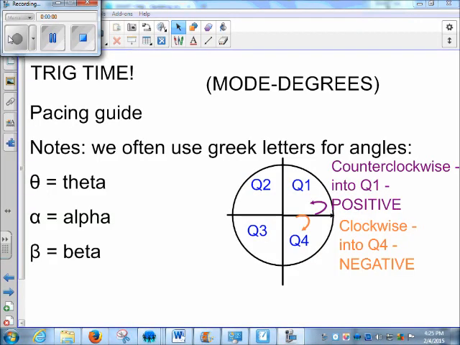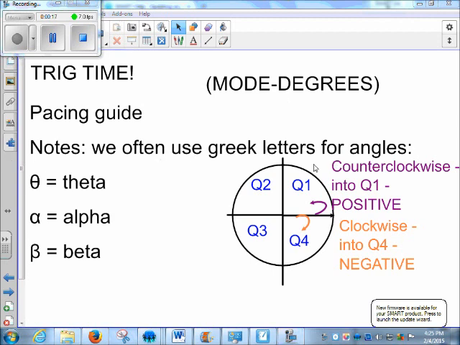Time for trigonometry. So, there's a new pacing guide. This won't matter for today, but for the future, you will want your calculator in degrees. Just press the mode button, and where you see radians, degrees, make sure degrees is highlighted.